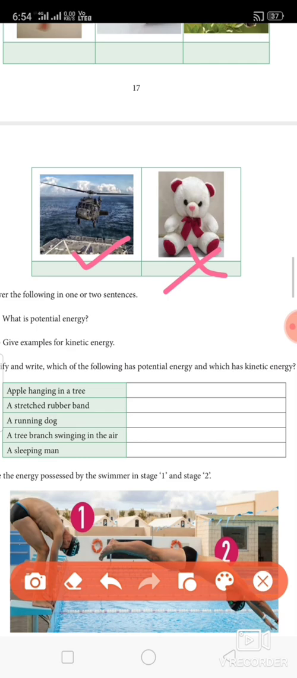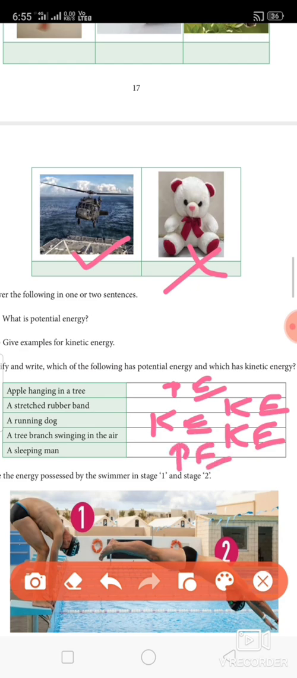Identify and write which of the following has potential energy and which has kinetic energy. So I will write PE for potential energy, KE for kinetic energy. Apple hanging in a tree, PE, potential energy. A stretching rubber band will have kinetic energy, KE. A running dog will have kinetic energy, KE. A tree branch swinging in the air will have kinetic energy, KE. A sleeping man will have potential energy, PE. Okay, these are all the answers.